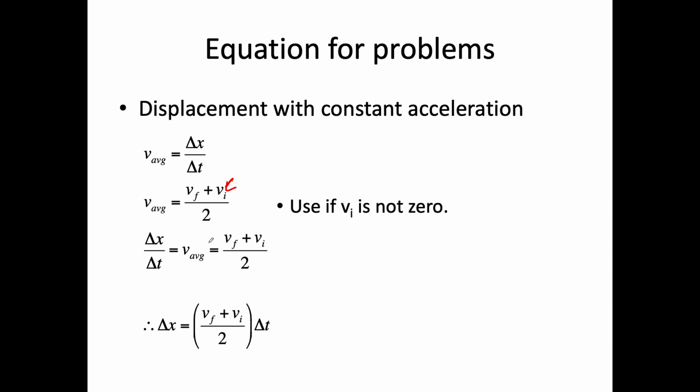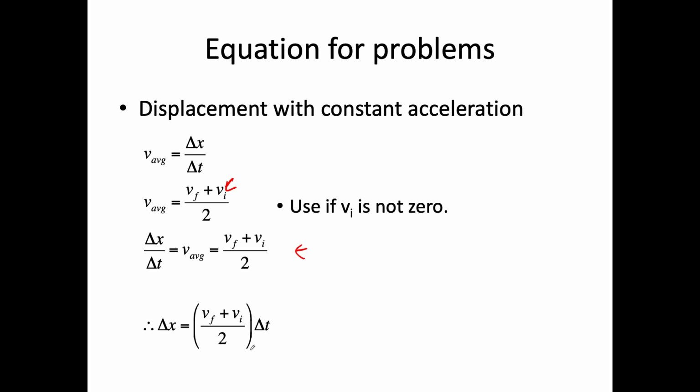So what we're going to do is, looking at this, know that V average, we take these two equations and set them equal to each other, and this is what we did here. So delta x over delta t is equal to the average velocity, which is Vf plus Vi over 2. Then move the delta t over, multiply both sides by delta t, the time, and now we have that delta x, our change in x, our displacement, is equal to the average velocity times time.